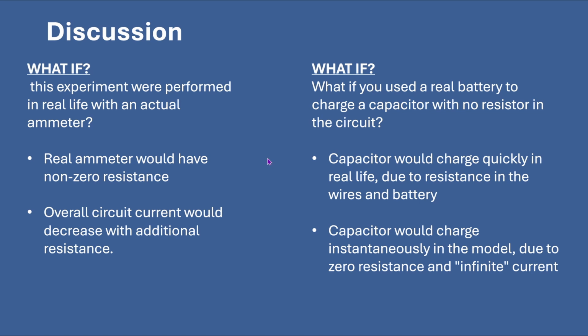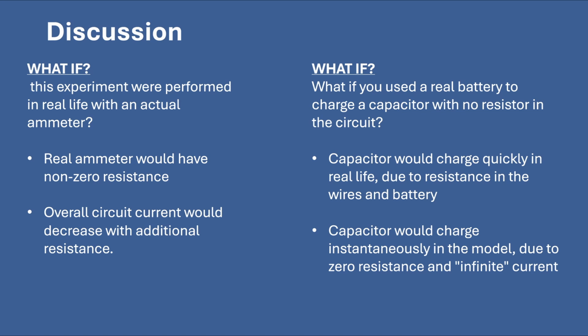What if questions? What if this experiment were performed in real life with an actual ammeter? In this scenario, the real ammeter would have a non-zero resistance, which would in turn add resistance to the circuit and contribute to more voltage drop, decreasing the overall current in the circuit.